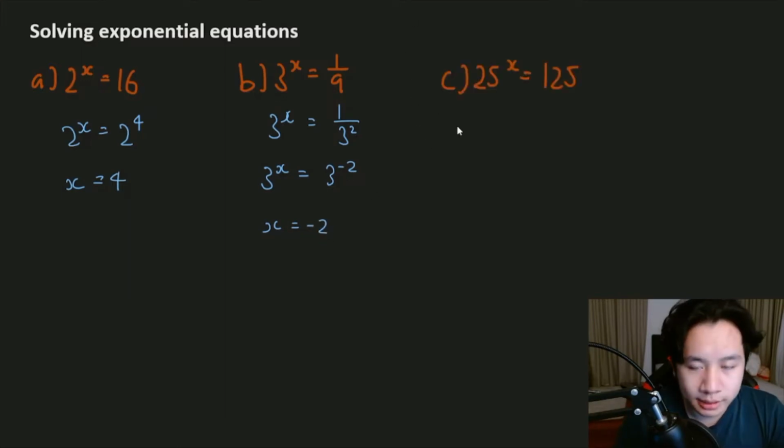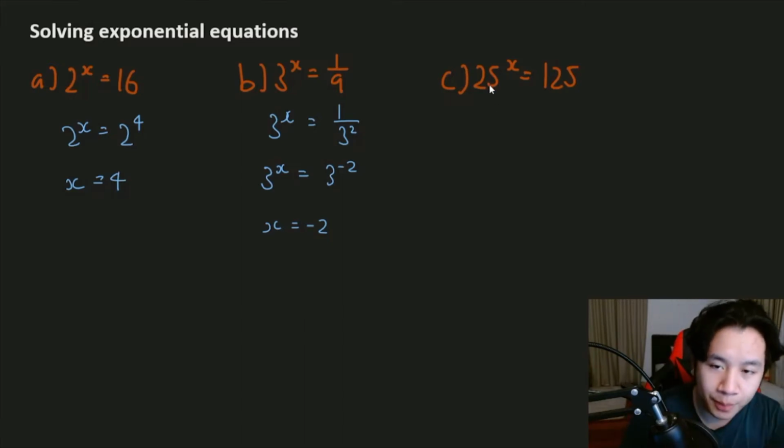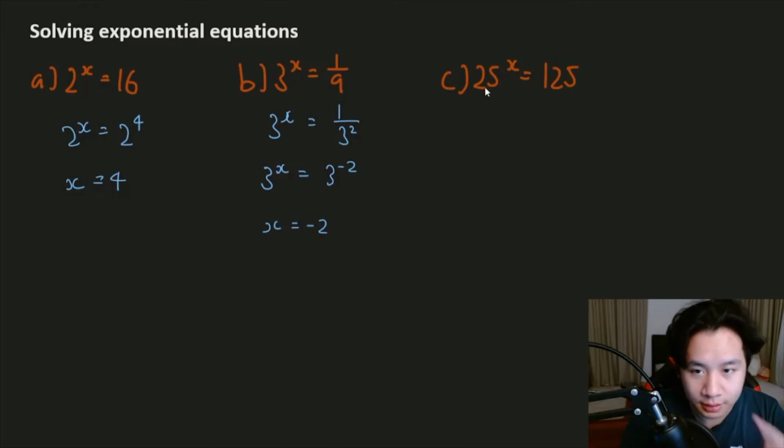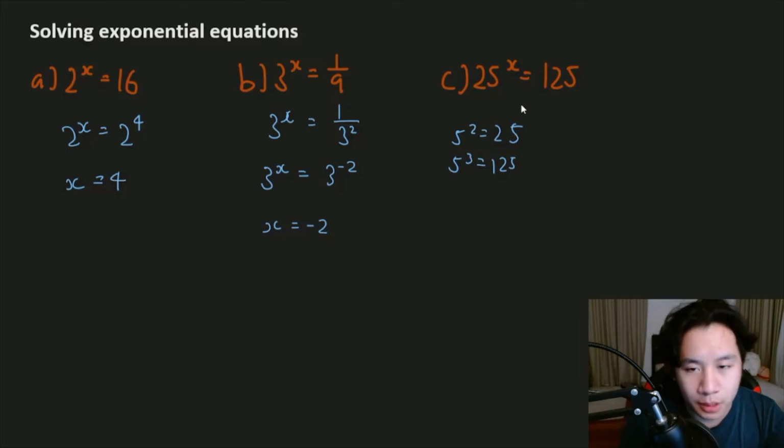All right, so let's look at this one. This one's a bit different. Now, to do this question, you want to think of a base that they both share. A base that I can think of is 5. Well, we know that 5 squared is equal to 25, and 5 cubed is equal to 125. And so that's why I'll be thinking about using base 5 for both of these.